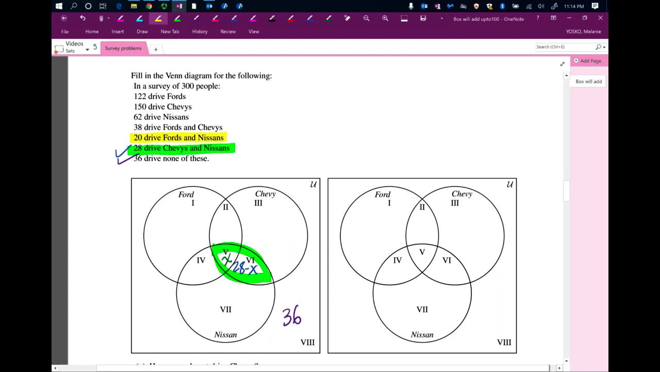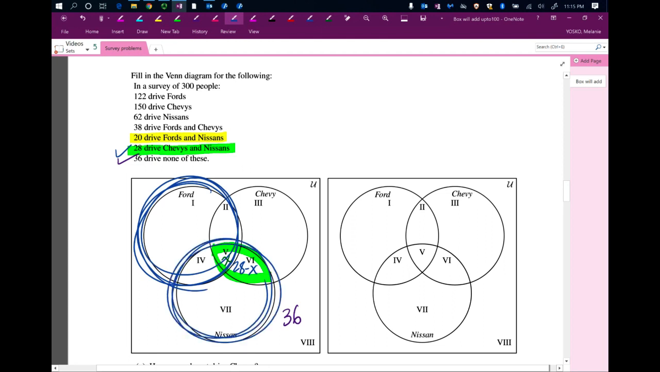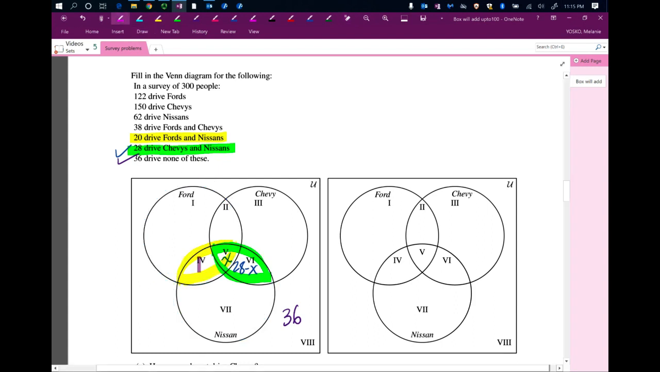So 20 drive Fords and Nissans. So now we're looking at the Ford circle and the Nissan circle. 20 drive Fords and Nissans. So whatever these guys have in common, which, as you can see, is again two regions. Both of these regions here, when you put them together, will add up to 20. So how many people are over here? If I knew what this middle region was, what number X took the place of, then I could just subtract, but I don't know. So we would do 20 minus whatever number's here. So we're going to write that as 20 minus X.